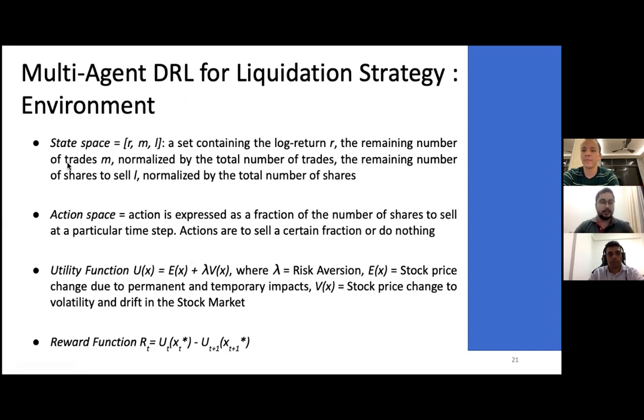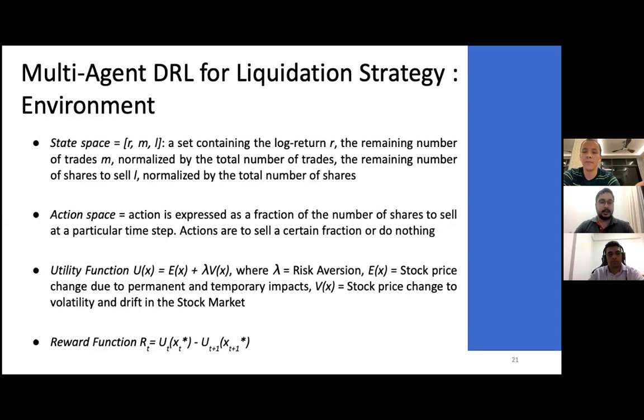These are the standard definitions. The state space is basically a vector of three quantities. The first is a log return, with log of R_{t+1} in the numerator and R_t in the denominator. The second quantity is the remaining number of trades M, normalized by the total number of trades. So suppose a liquidator has 500,000 shares to sell, at every state we are going to normalize the amount of trades that he still has to execute. And the third quantity is the remaining number of shares to sell, which is also normalized according to the total number of shares that he has to sell.